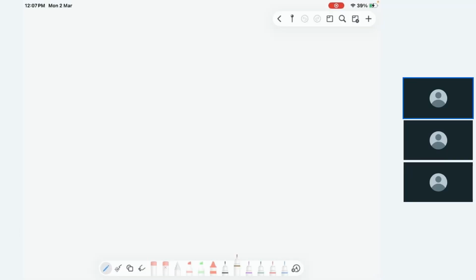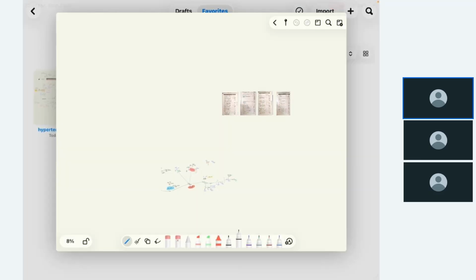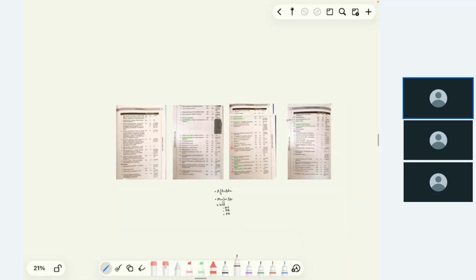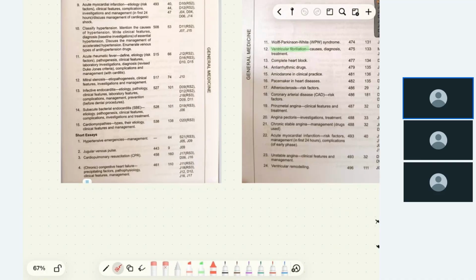We finished all the 10 markers of cardiology. Next, we are proceeding on to discuss the most commonly asked 5 marker questions in cardiology. What are the short essays? Let us see what are the short essays that are asked in RGHS.